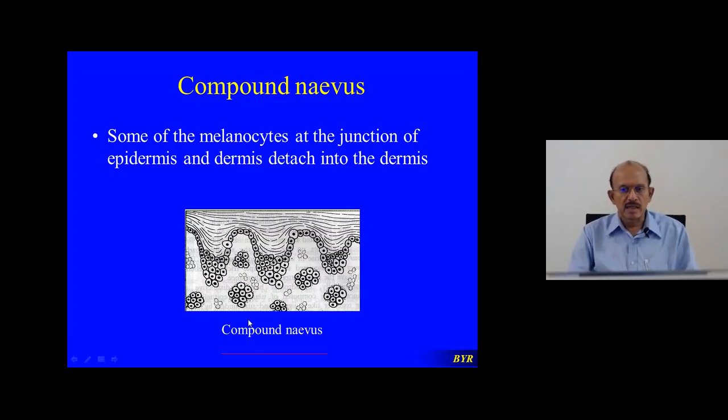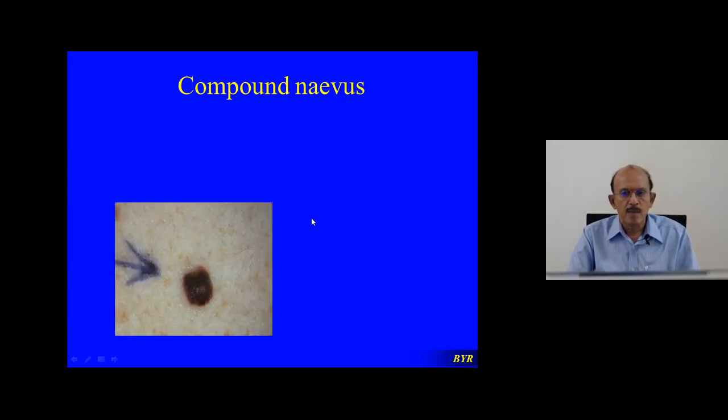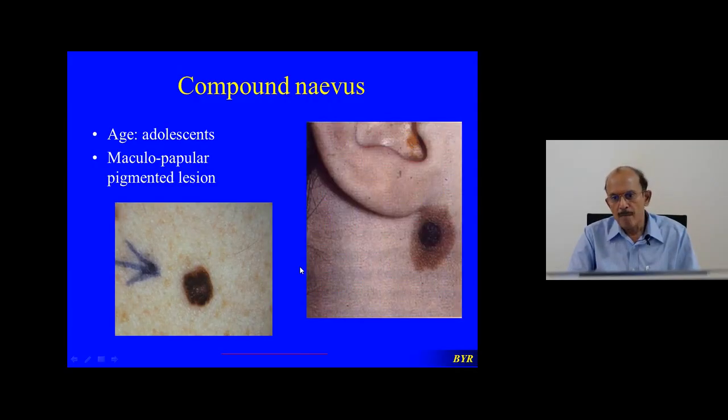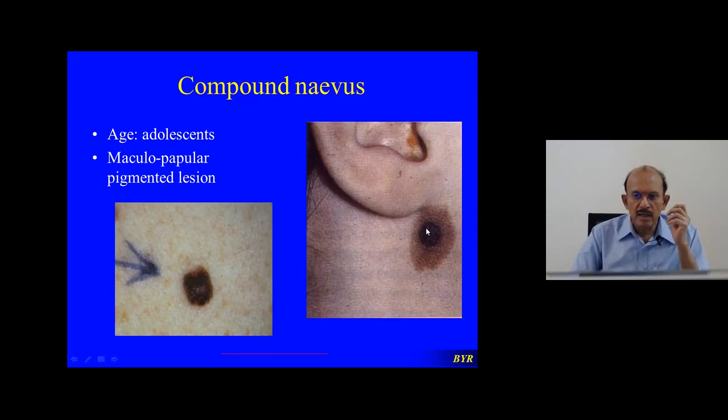Then after epidermal and junctional nevi, there is compound nevus. Some of the melanocytes at the junction of the epidermis and dermis detach into the dermis and form islands of nevus cells in the dermis. In adolescents, they manifest as maculopapular pigmented lesions. So it is not only a macular lesion, but there are associated pigmented papules on the surface. So this is the junctional part and this is the compound part.